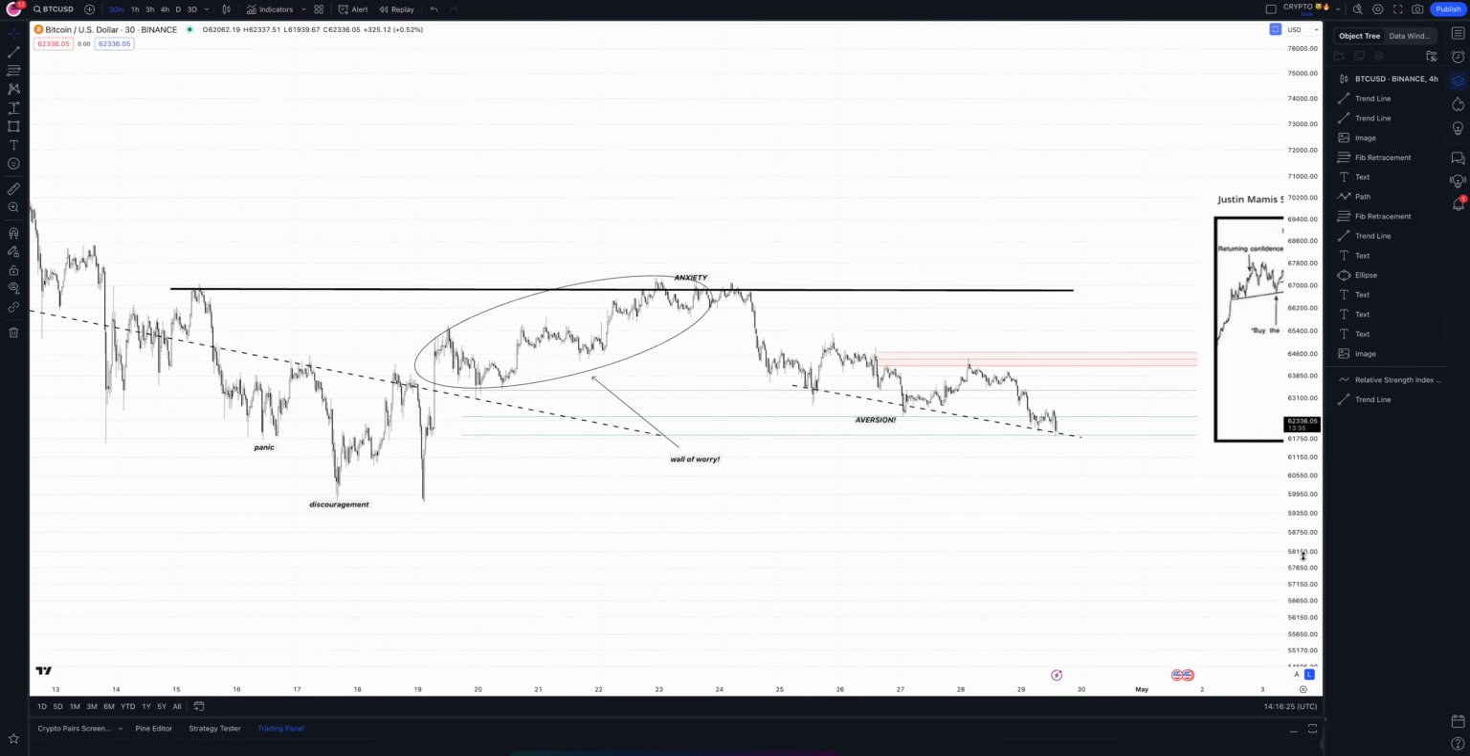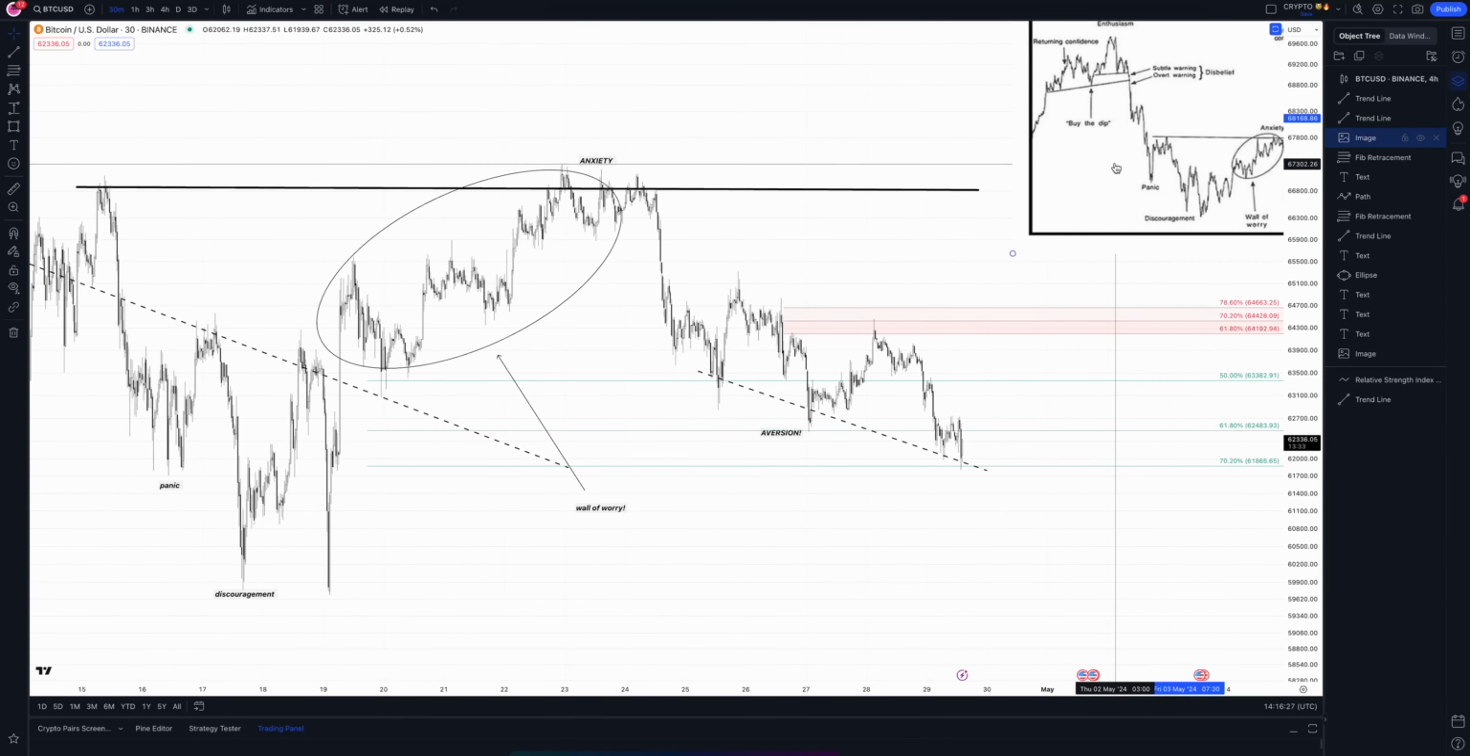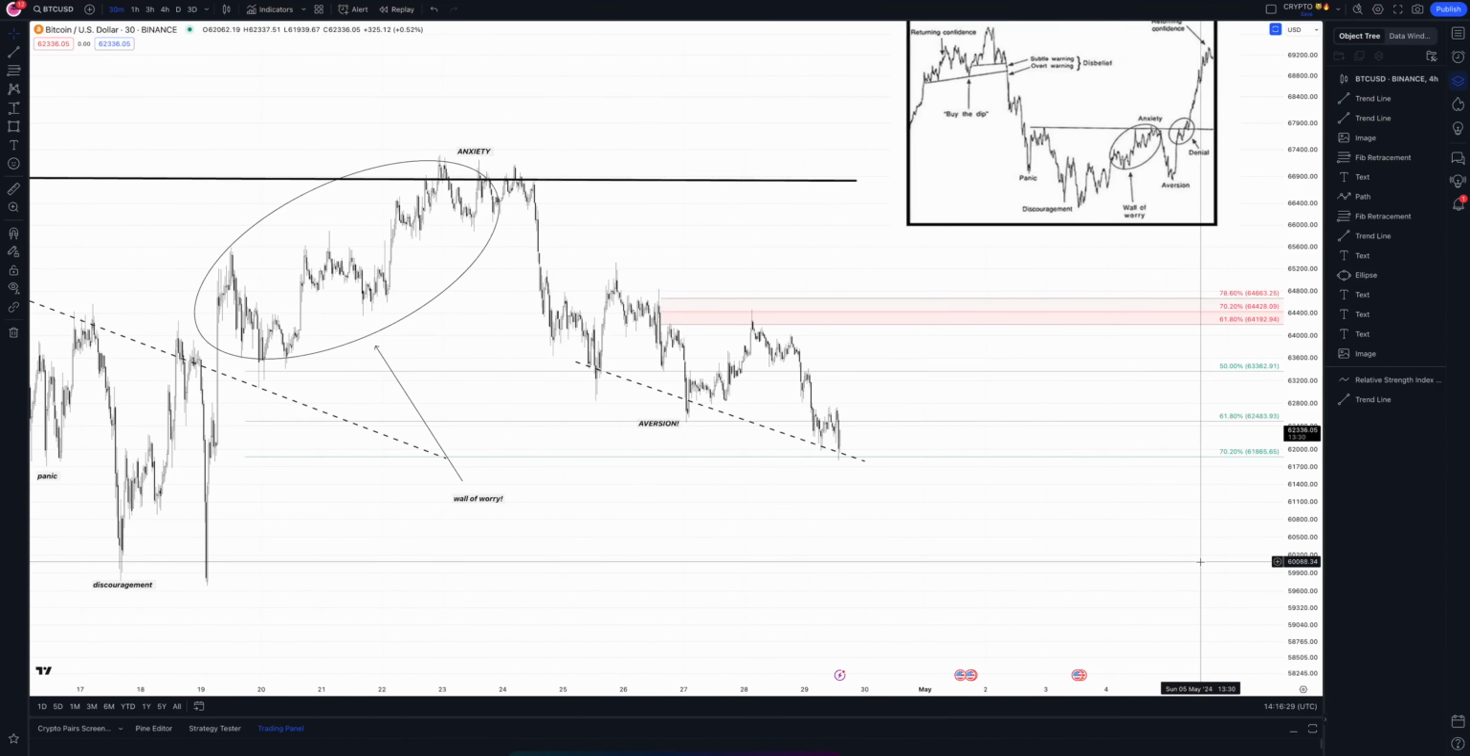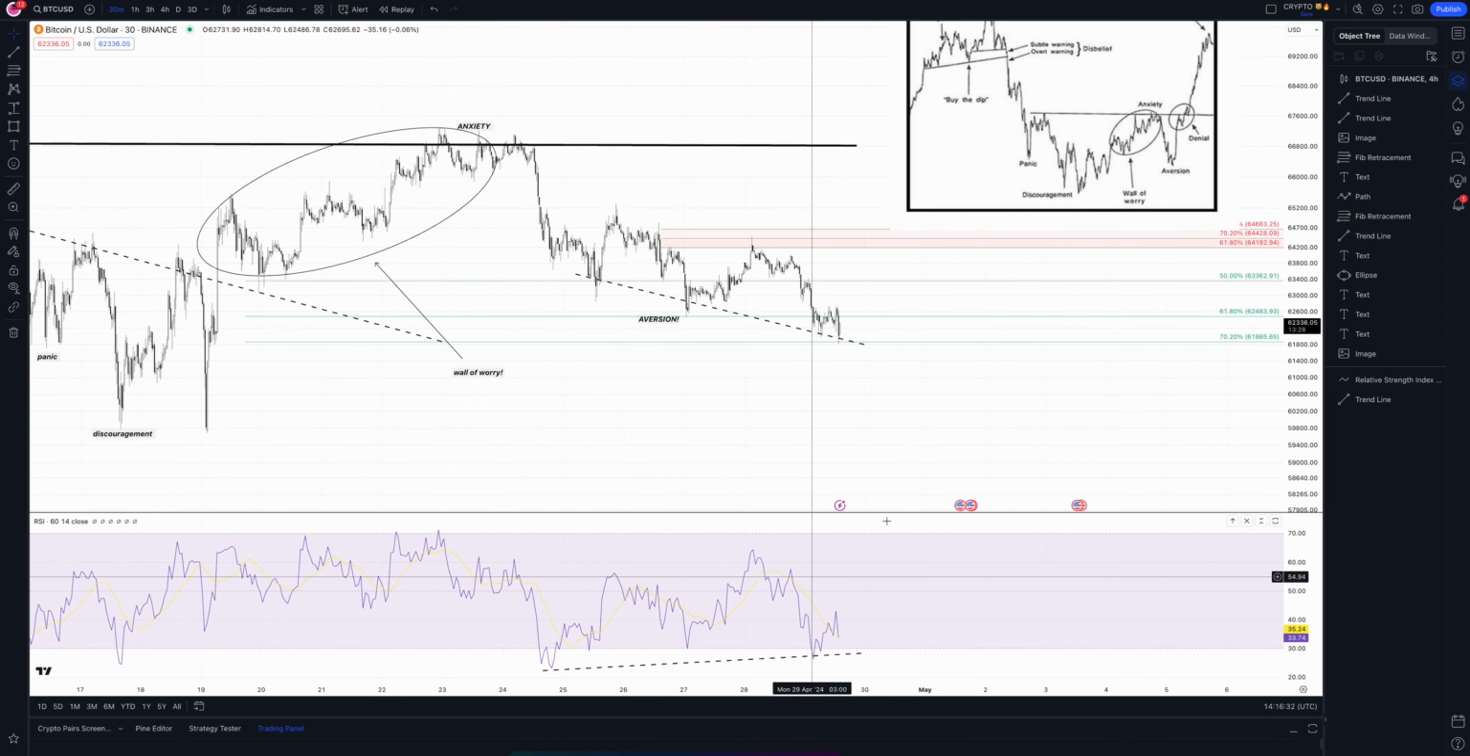But yeah, let's continue to monitor this. Let's continue to monitor the fibs and this bullish divergence that we have here.